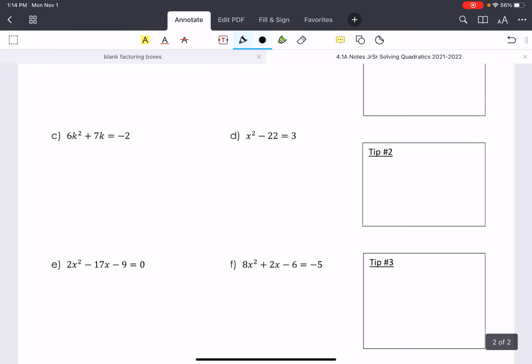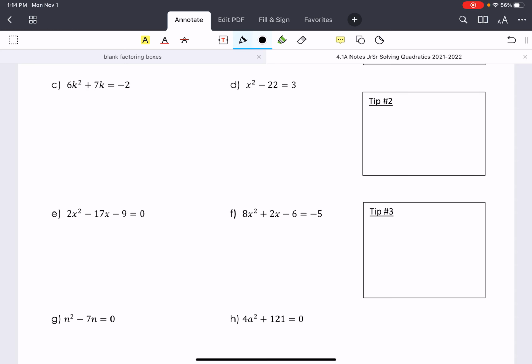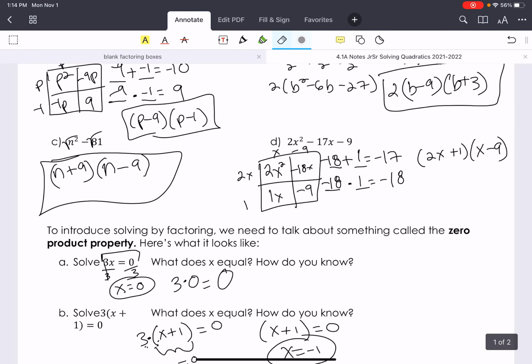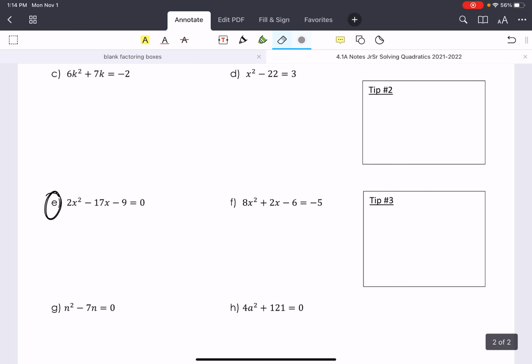All right, you guys go to the next page, go to E. Okay, on the next page, go to E. Oh, we already did this one, so we can copy it down from the front page, right? So it was 2x plus 1 and x minus 9.